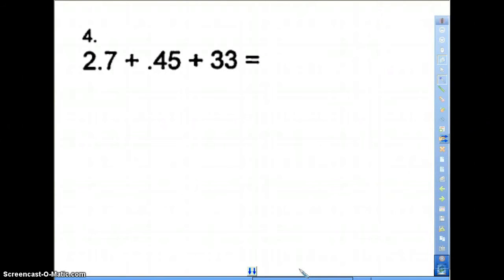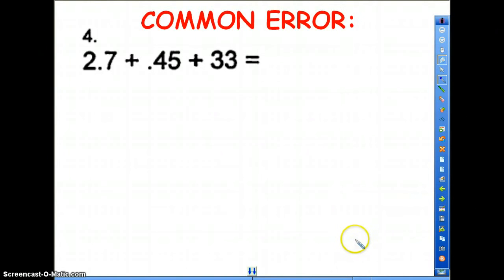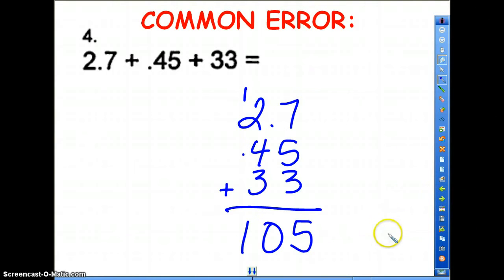Okay, the next problem, number 4 on your computation test, is always addition with decimals. Number 3 is always subtraction with decimals. Number 4 is always addition with decimals. And what do you think the common error is here? Yeah, kids don't know what to do with the decimal point. You have to do what with your decimal points? Yeah, you need to line them up.